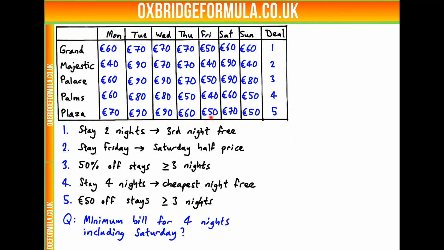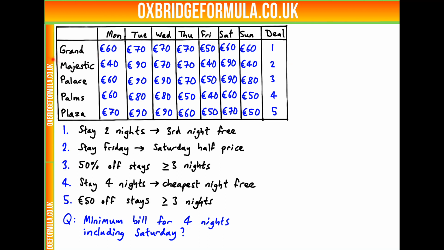So the combination of this table and the deals renders this quite a complex operation. So maybe this isn't the sort of thing where we can just guess by inspection. It probably wouldn't hurt in this sort of question to work out how much we'd be paying for 4 nights in each of these 5 options.